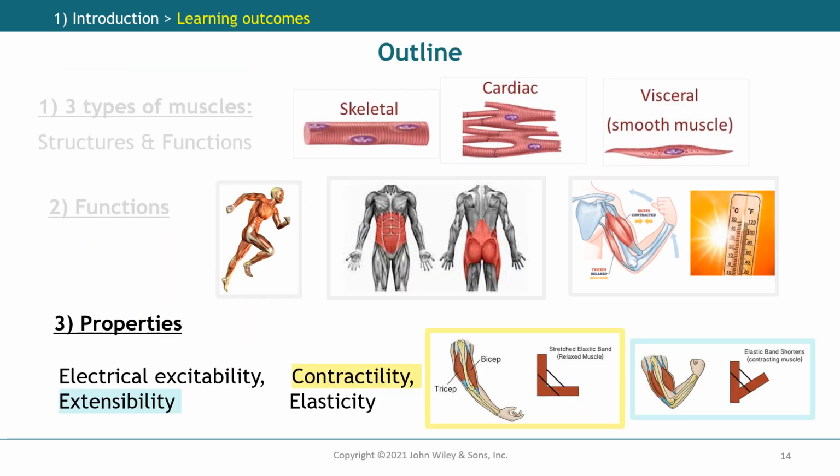At this point of this lecture, you should already know there are three types of muscles that have different structures and functions. You should also know that the entire muscular tissue has different functions, and I gave you four functions. And finally, we are going to move into the different properties of the muscular tissue.